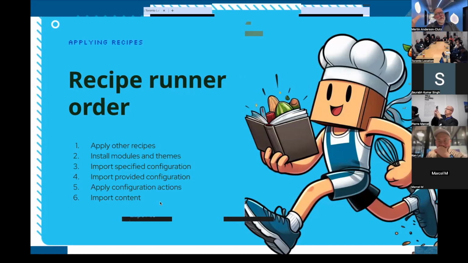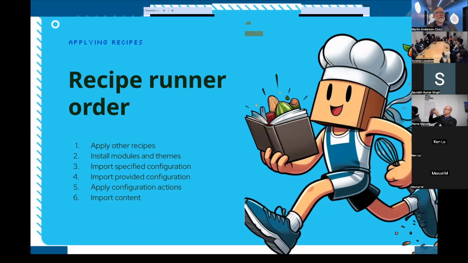Also good to know the order in which the recipe runner is going to walk through those steps. So it's going to start by applying any other recipes. Then it's going to install modules and themes, again, only importing the basic configuration. Then it's going to import any of the specified configuration entities, again, as part of that install section in your recipe.yaml. Then it's going to apply any of the configuration actions that you specified.